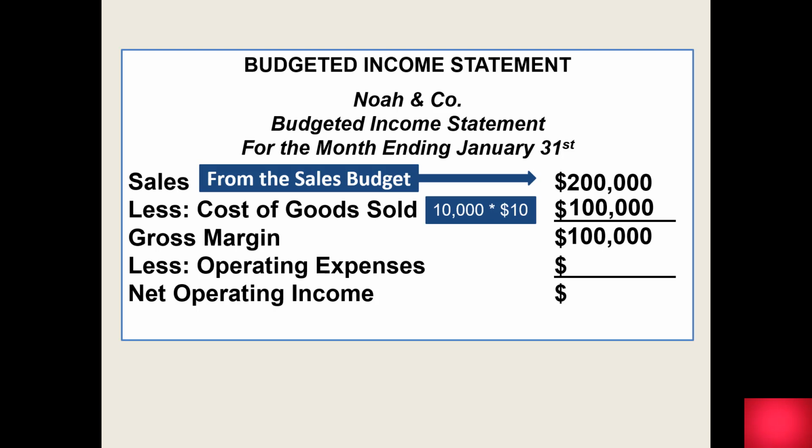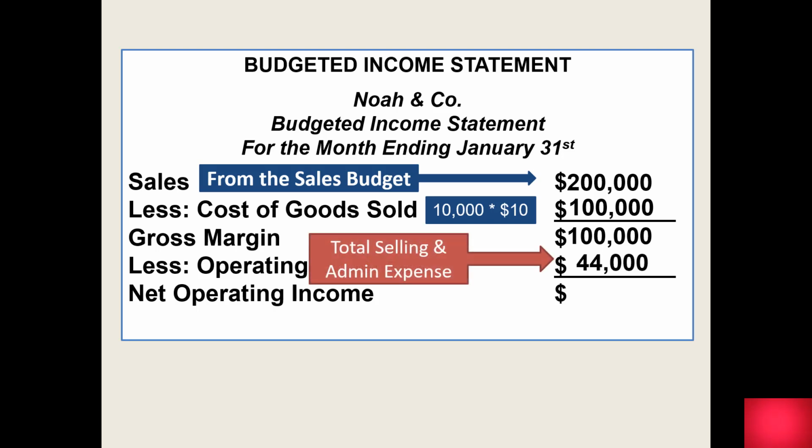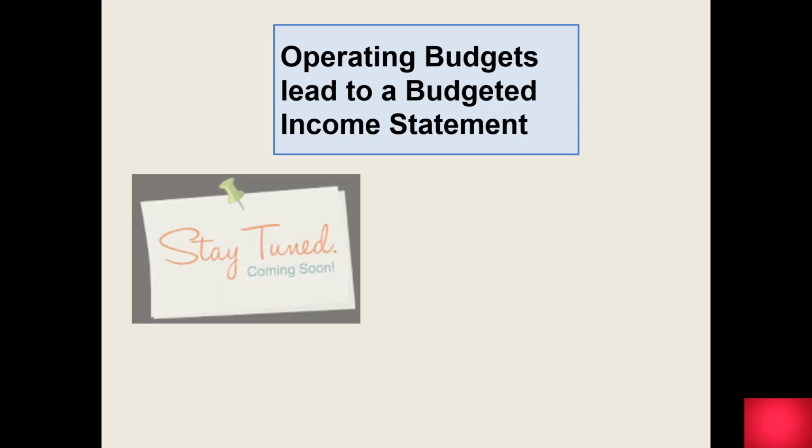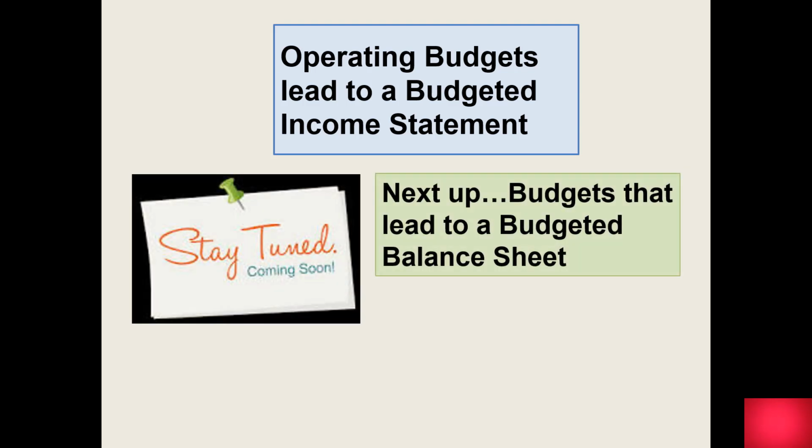Operating expenses are $44,000. This will be from the selling and administrative expense budget, and note that it is the total amount incurred, including depreciation. Net operating income is budgeted to be $56,000 for the month of January. So your operating budgets lead to a budgeted income statement. But stay tuned. Next up, we'll prepare the budgets that lead to a budgeted balance sheet.